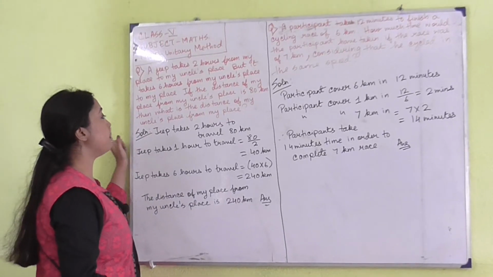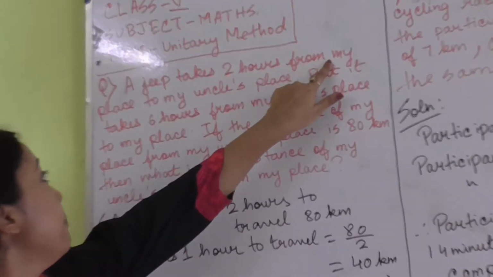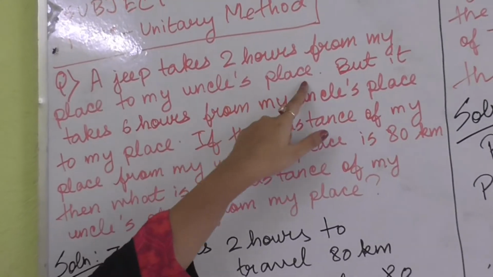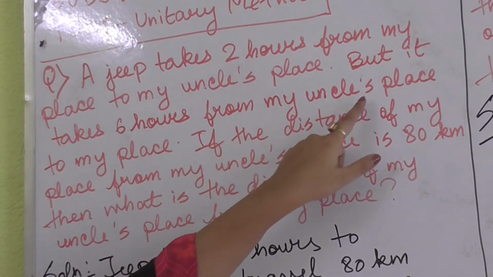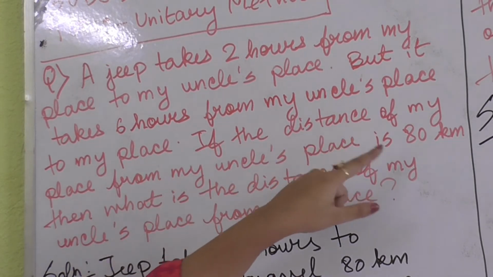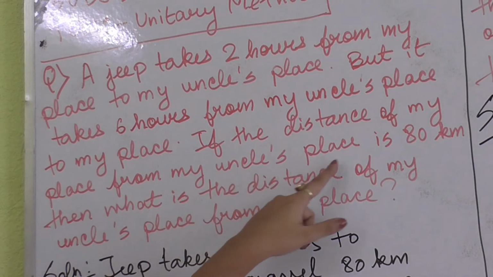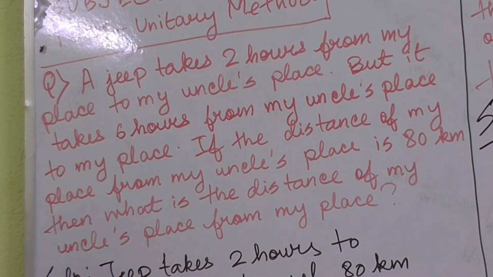So, here one problem is given: a jeep takes 2 hours from my place to my uncle's place, but it takes 6 hours from my uncle's place to my place. If the distance of my place from my uncle's place is 80 km, then what is the distance of my uncle's place from my place? How will you find out?